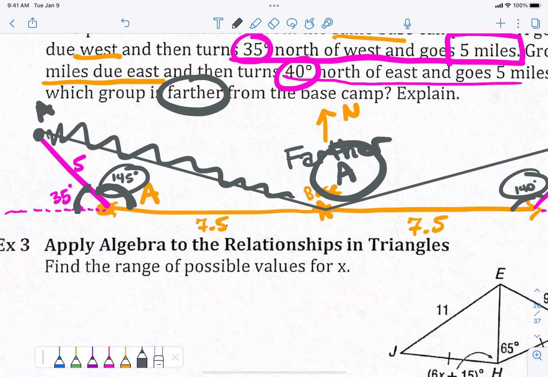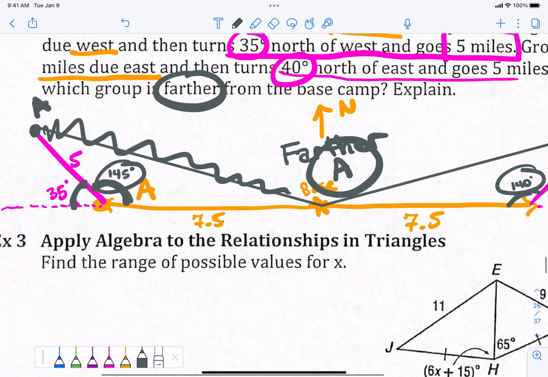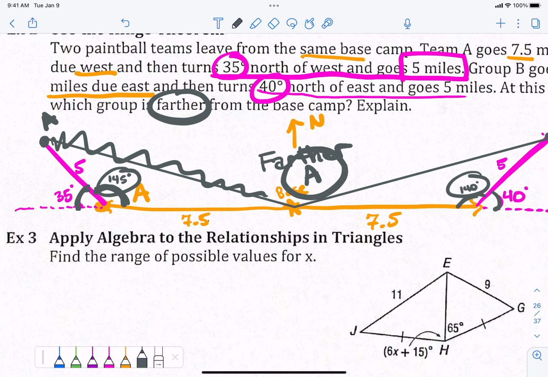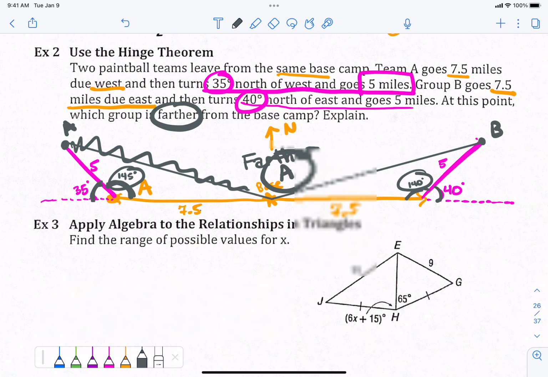That was tricky, right? Did you get tricked? You don't want to look at the 35 and the 40 angle. You want to look at the one inside of the triangle. Does that make sense? So A is farther because 145 is the degree for that one. Don't let that trick you.